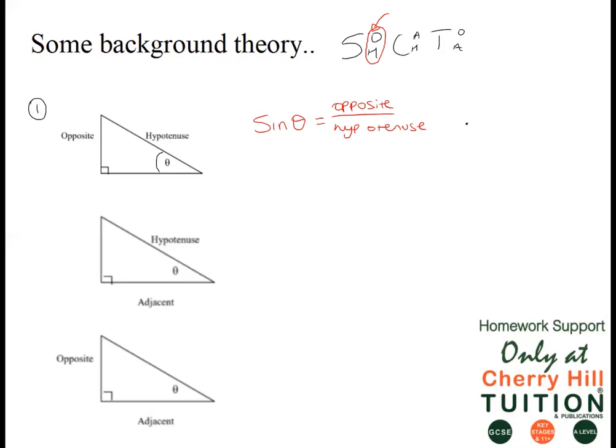So this will leave us with theta, because the inverse will cancel the sine out on the left-hand side, and on the right-hand side we'll have the inverse sine of the opposite over the hypotenuse. Okay, so this might seem a little bit confusing right now, but it will be a lot more clear when we start going through the questions.